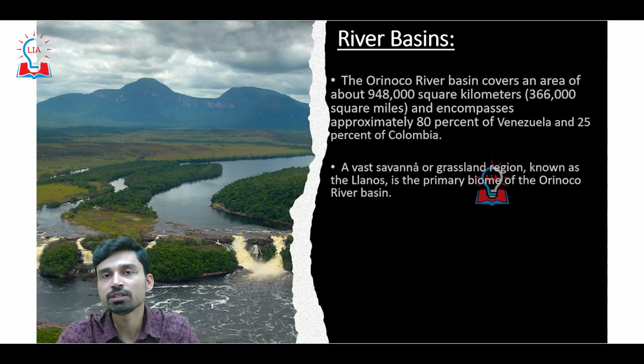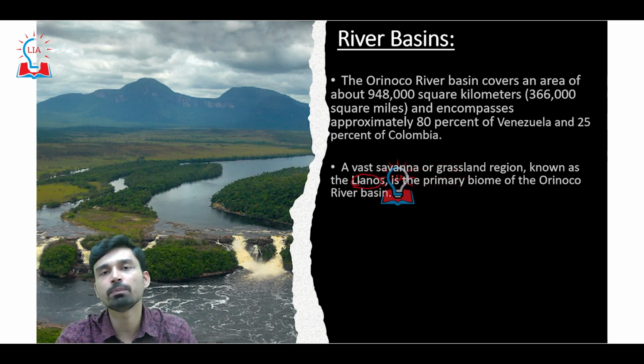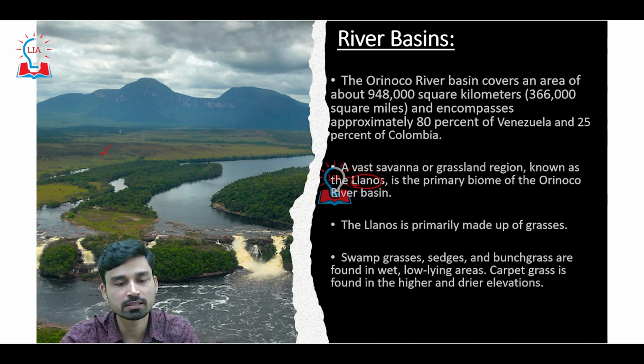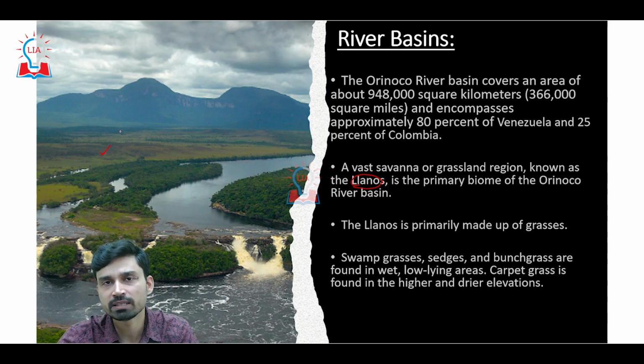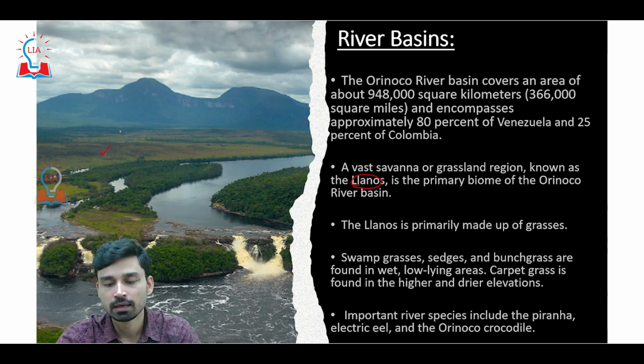When this river is traversing through these areas, it also passes through a type of savanna grassland, which is locally known as the llanos, which is the primary biome of the Orinoco River Basin. In the picture you can also see the llanos grassland. The llanos grassland is basically made up of short grasses, and since the river is passing through this grassland, it creates a wet kind of condition. Swamp grasses, sedges and bunch grasses are found mainly in the wet low-lying areas, while in the higher and drier regions you will find carpet grass, which is the most dominant species of grass here. So that is what we can say about the llanos grassland.